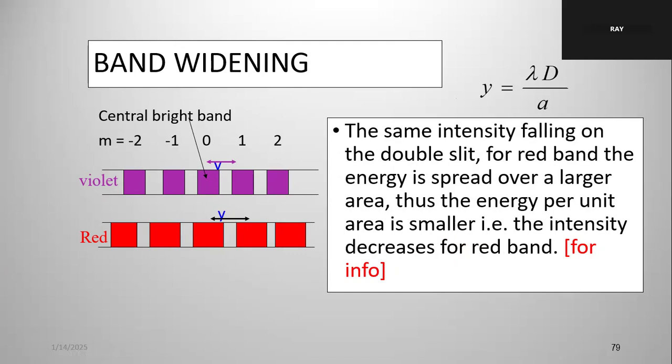With the same intensity falling on the double slit, for the red band the energy is spread over a larger area compared to the violet band. Thus, the energy per unit area is smaller. Thus, the intensity decreases for the red band. Right? This is for your info. As I said, you don't need to know about band widening.